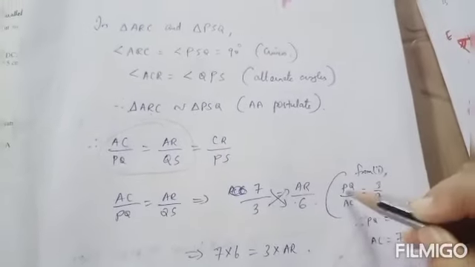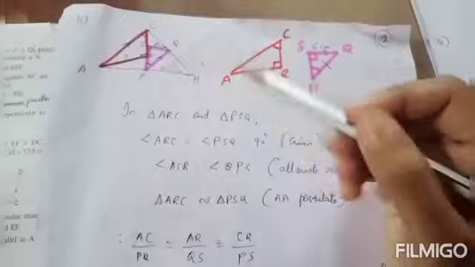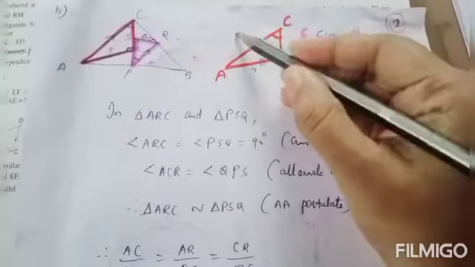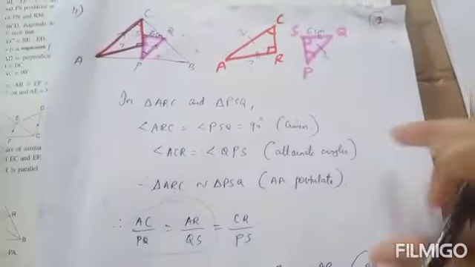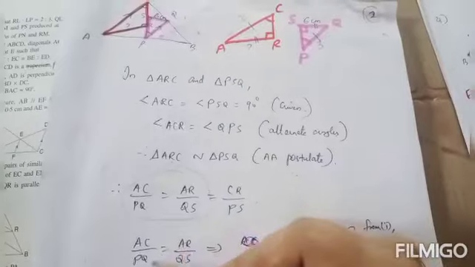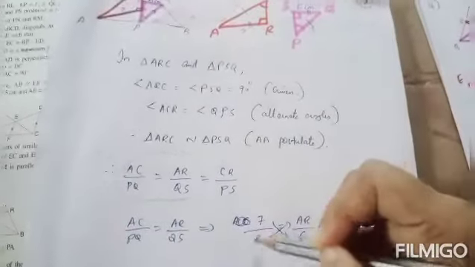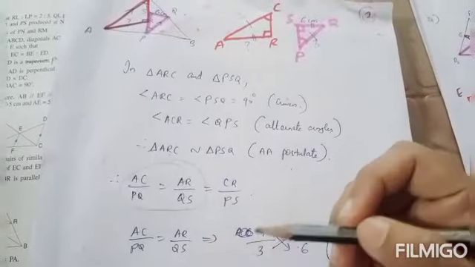So you can give PQ 3, and AC you can give 7. So AC by PQ will be 7 by 3. Now AR by QS.